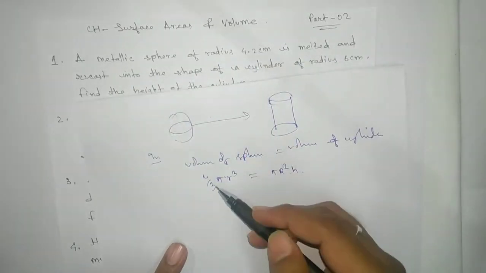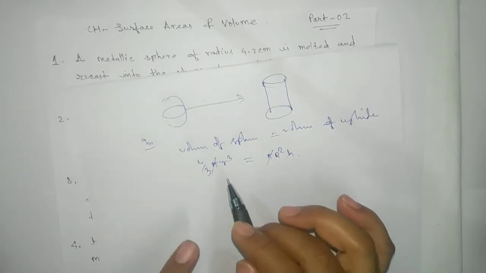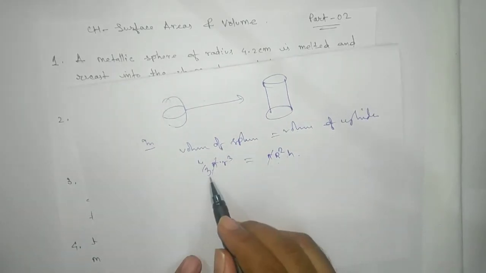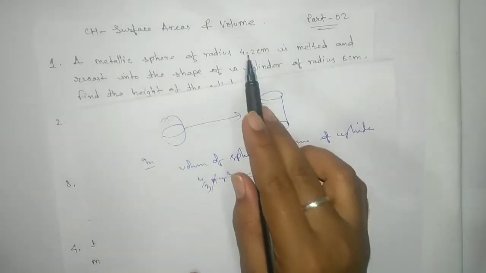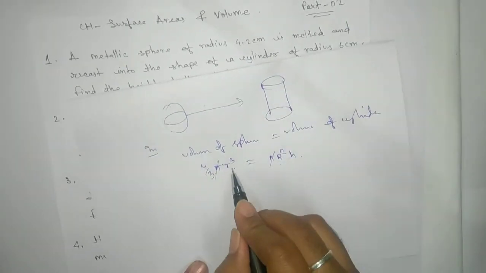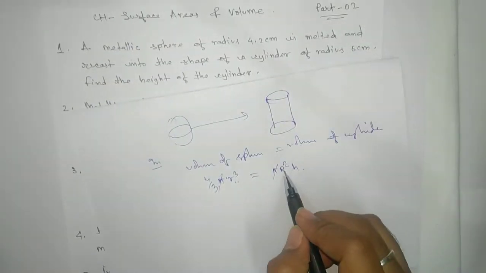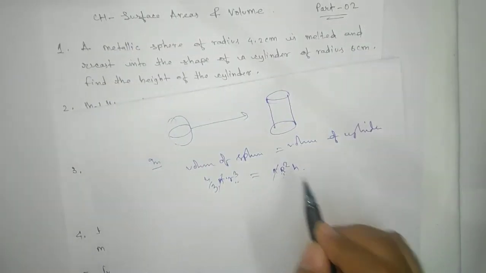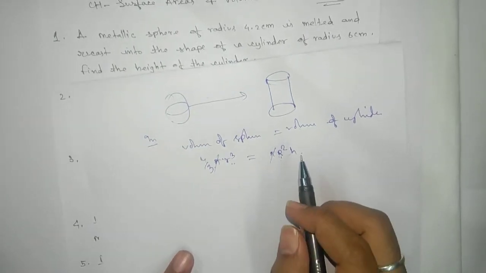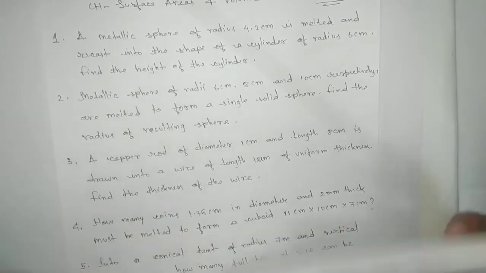Now we'll substitute the values. Pi will cancel here. Don't put 22 by 7 here, just cancel it. Now r cube means 4.2 cubed. You need to substitute the value of r as 6 centimeter for the cylinder, and you will get the height of the cylinder. We'll see the presentation later. First let's try to understand each question.